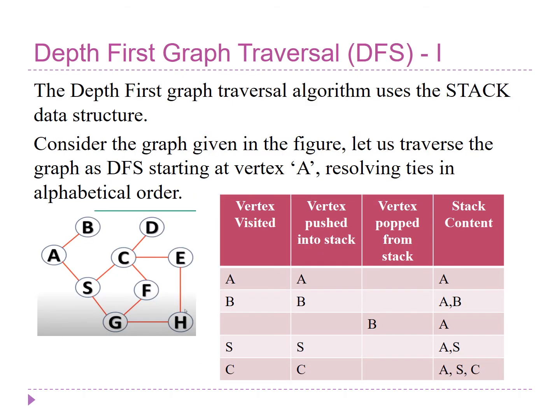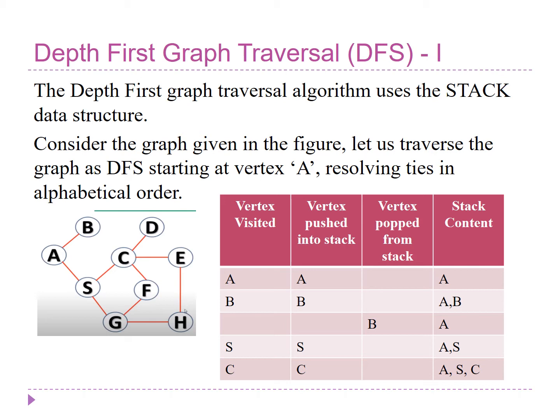Depth first graph traversal is performed in the given graph. The depth first graph traversal algorithm uses the stack data structure. The algorithm starts the traversal with the arbitrary vertex A. A is marked as visited and it is pushed as a content of the stack.